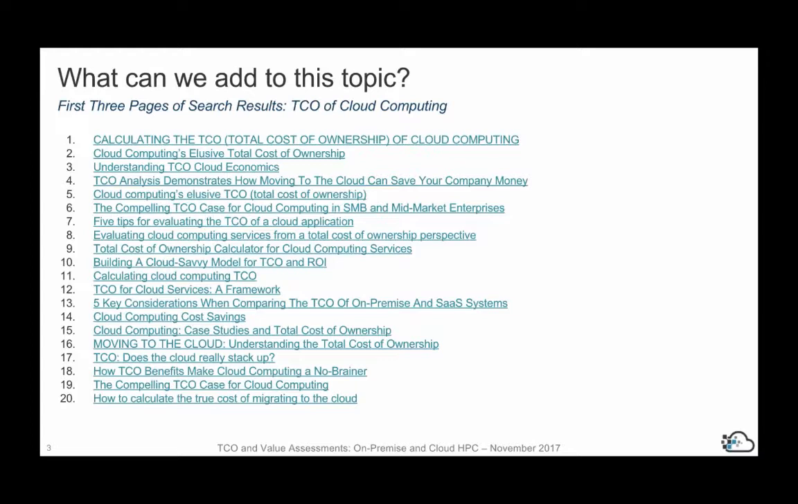So what can we add to this topic? There has been a lot of thinking and writing done about the TCO of cloud computing. This list here is simply the results from the first 3 pages of Google search on the words TCO of cloud computing. So as you can see, there's a lot of information out there. So with all this thinking and writing on this topic, what can we add to this discussion?